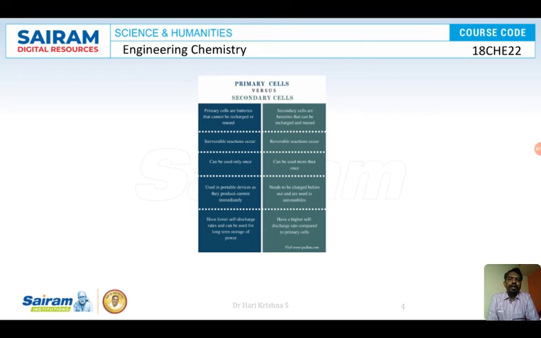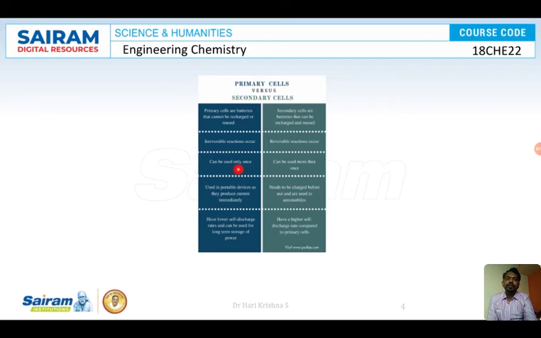Primary batteries are non-rechargeable, whereas secondary batteries are rechargeable. Primary batteries are non-rechargeable and cannot be reused, whereas secondary batteries can be recharged and reused. As per the cell reactions, in primary batteries the reactions are irreversible. In secondary batteries, the reactions are reversible. We have seen that, right? So they can be used only once.